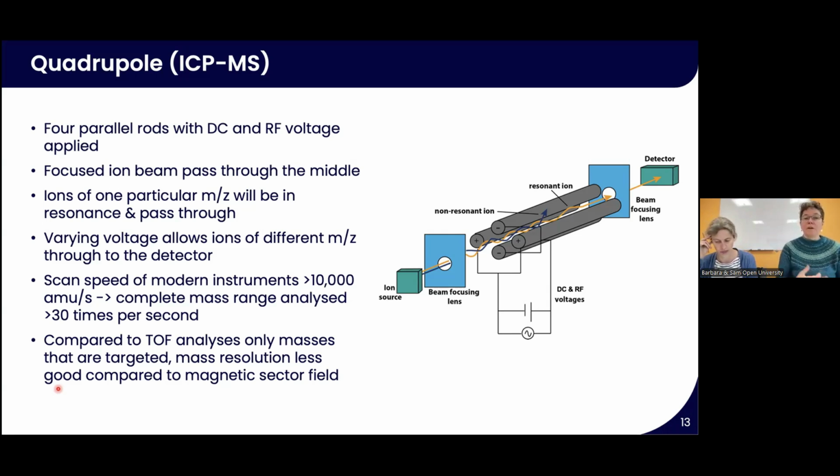And compared to a TOF instrument, as Sam already said, at any one point we only target one mass, which means we need to select the masses that we do want to analyze, and the mass resolution is less than a magnetic sector field. However, we do have a big advantage in that we have this large dynamic range that we can scan across, and the sensitivity advantage compared to a TOF.